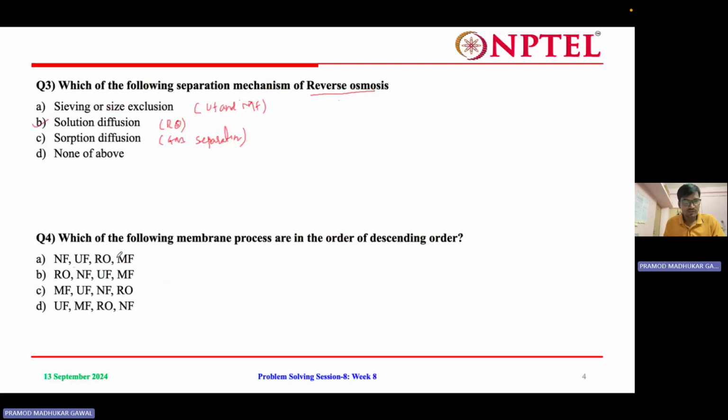Now moving to question number 4: which of the following membrane processes are in descending order of pore size? Our order is microfiltration, then ultrafiltration, then nanofiltration, and then RO. So this is the descending order. Checking the options, C is the correct one.